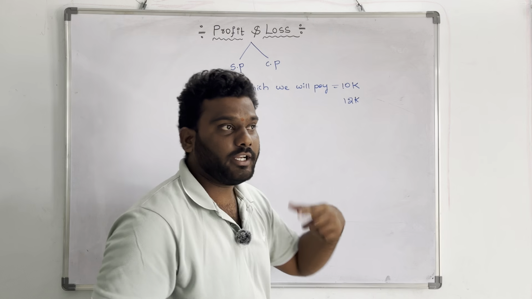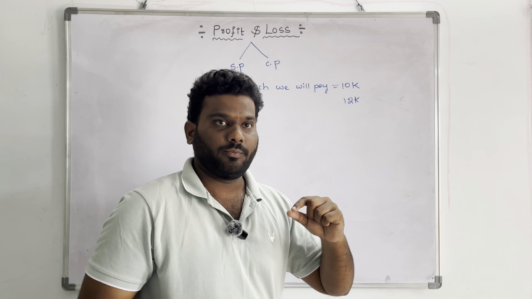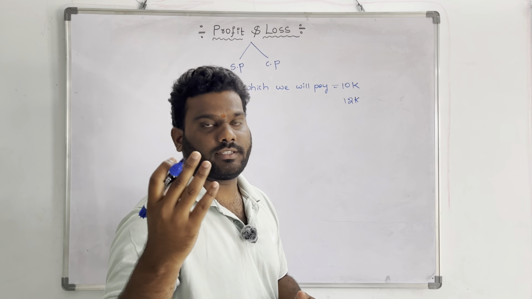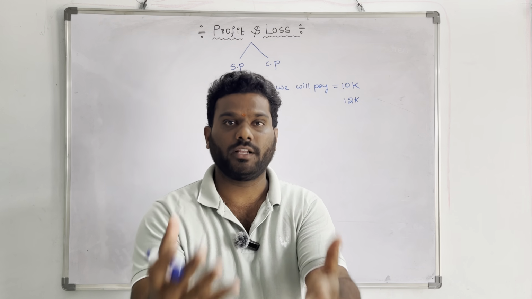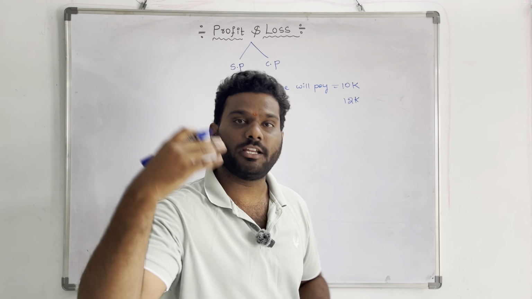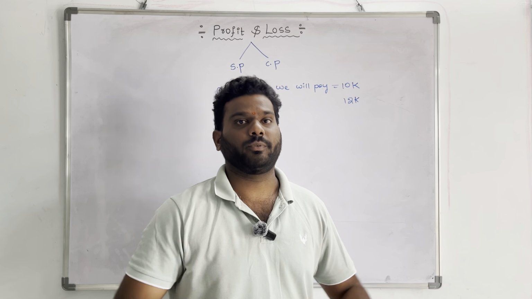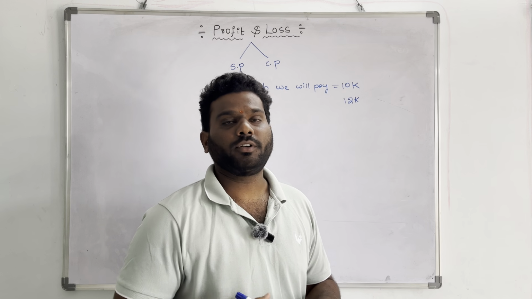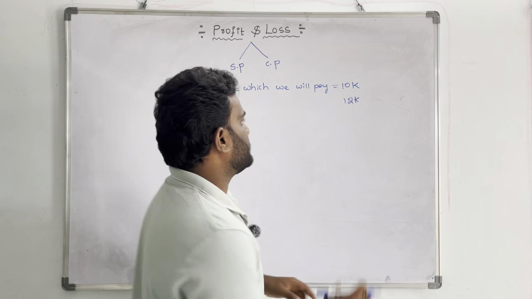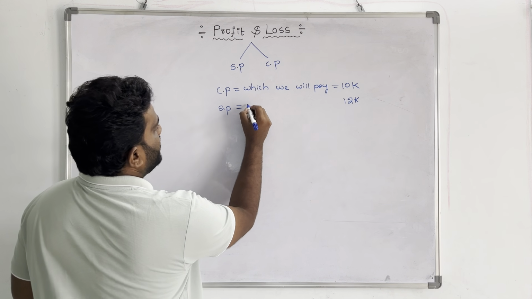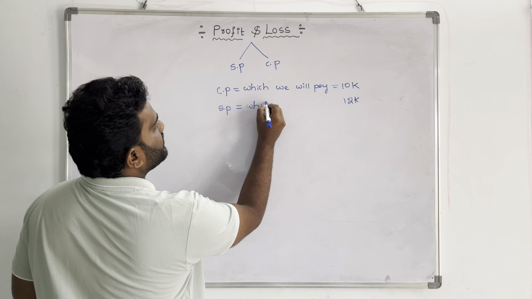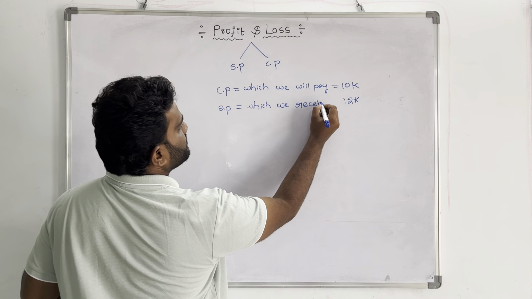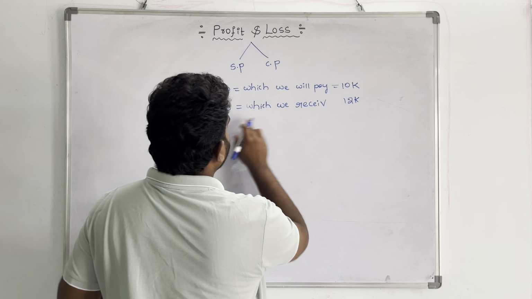Here, for example, I come to you and ask, can you sell your mobile to me? I will pay you 12,000. That 12,000 becomes the selling price for you and the cost price for me, because I am paying. You are receiving that amount, which is called selling price. So selling price is nothing but the amount which we, or any business person, receive.